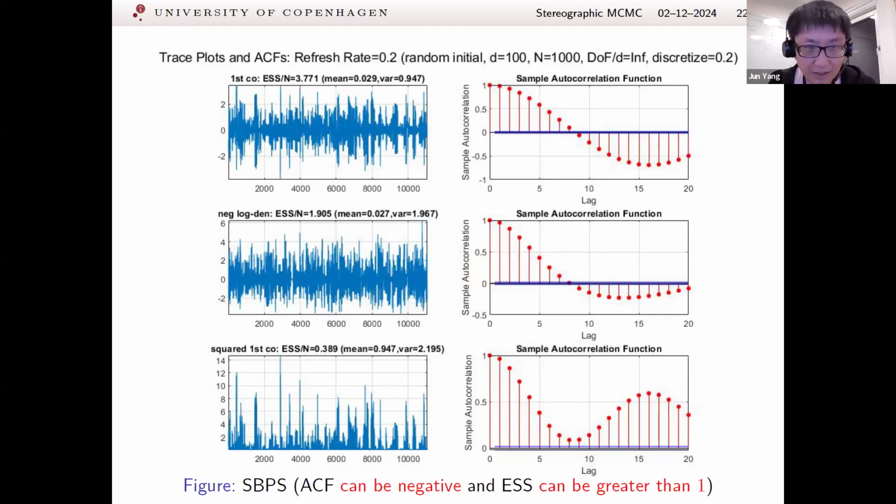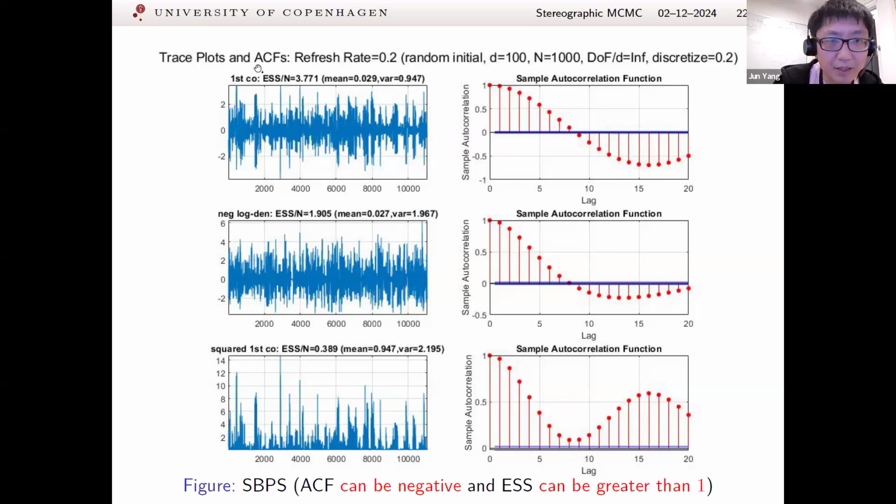Okay, so let's have a look at this algorithm. Let's be quick. If you look at the autocorrelation function for this algorithm, there are some interesting observations. The autocorrelation function doesn't look like a typical autocorrelation function from an MCMC algorithm, because it has some periodic behavior, and it can even take negative values.